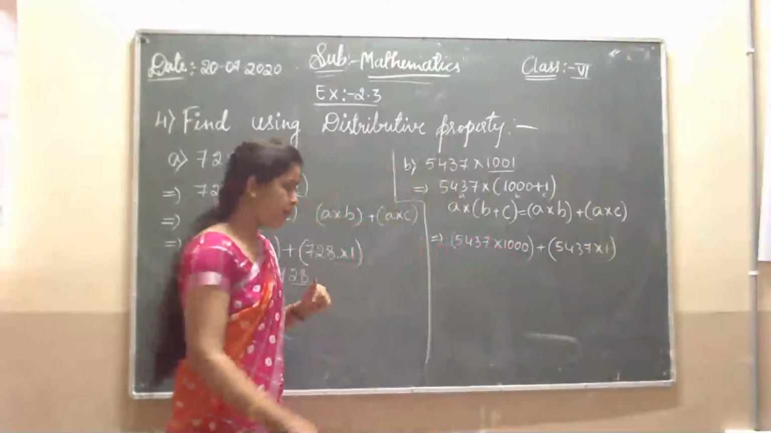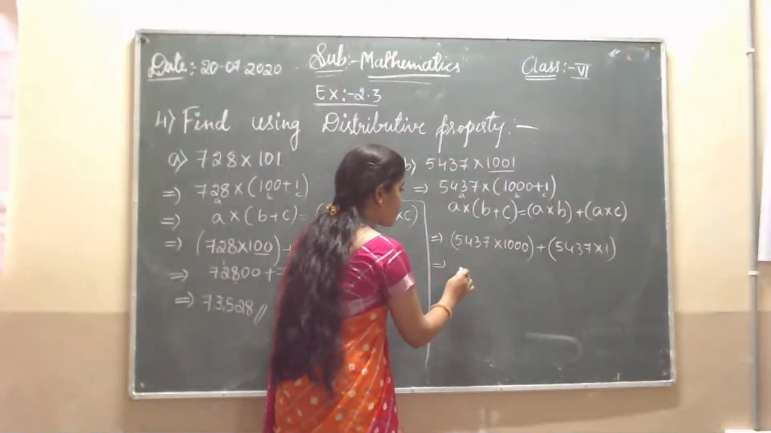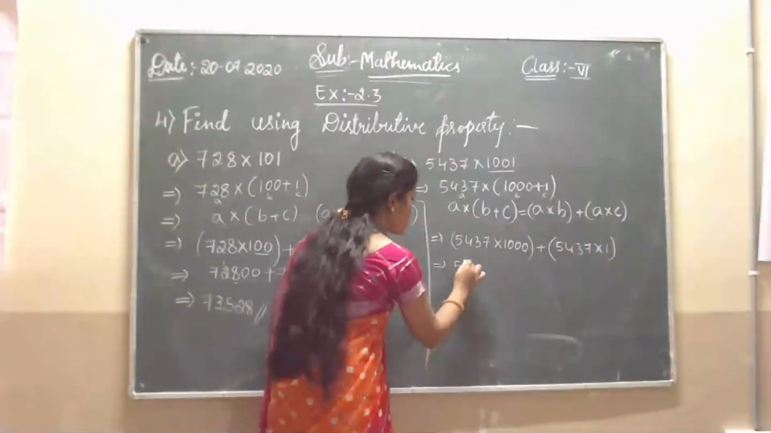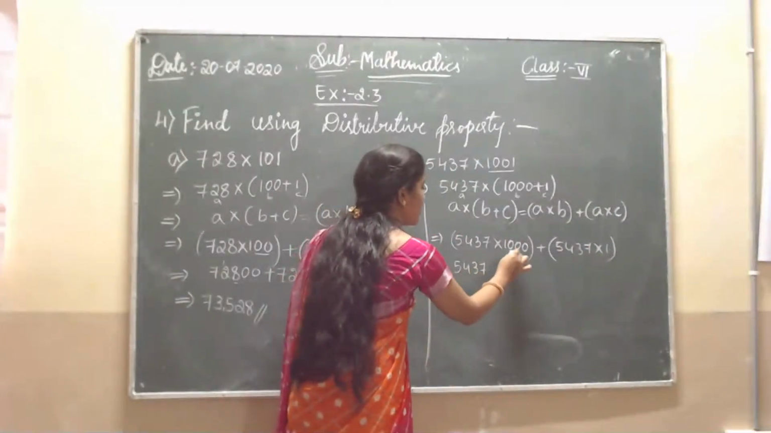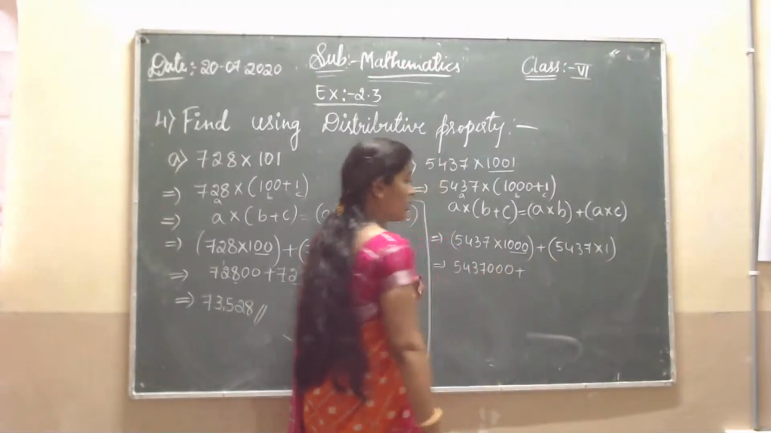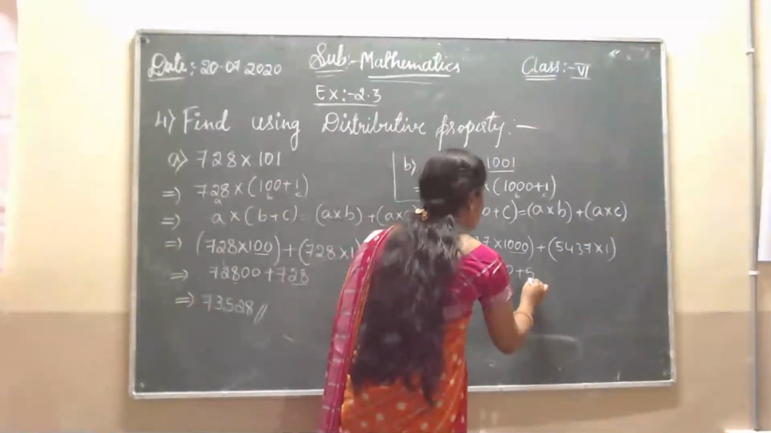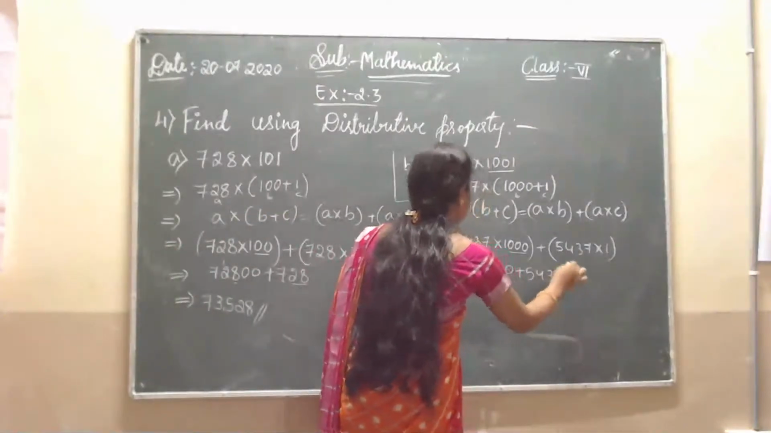Now multiply. 5,437 into 1,000 is 5,437 with 3 zeros. Add here 3 zeros. Plus 5,437 into 1 is 5,437. This as it is.